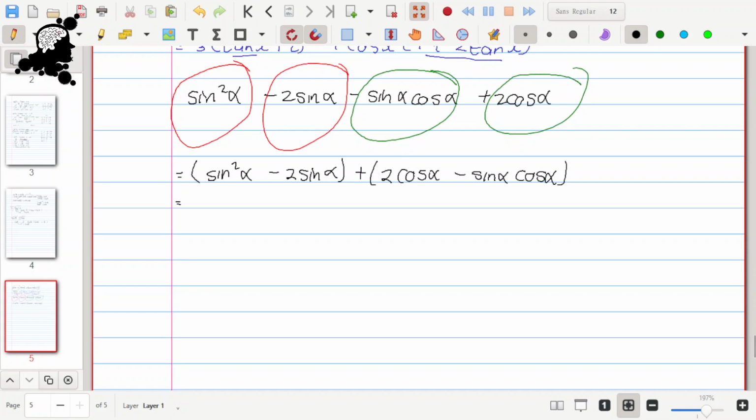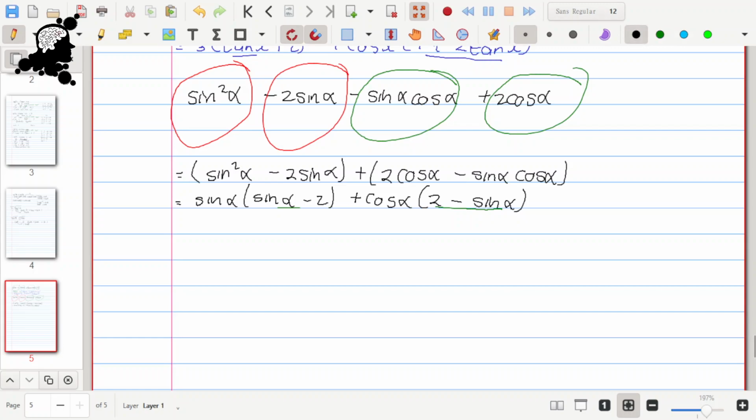In the first bracket, my common factor is sine of alpha. I will remain with sine of alpha minus 2. The second bracket, my common factor is going to be cos of alpha. And I will remain here with 2 minus sine of alpha. Now there's something interesting happening here. I've got 2 minus sine of alpha in the second bracket and sine alpha minus 2 in the first bracket.